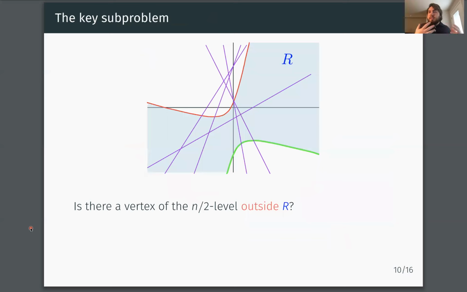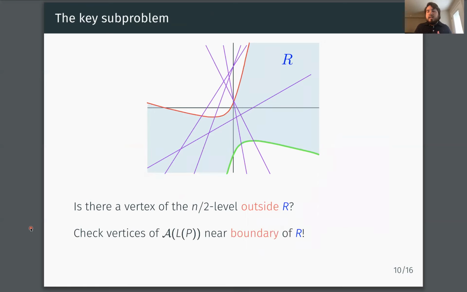Equivalently, if we want to decide if there is a median line which does not intersect the ball, this corresponds to finding a vertex of the n over 2 level which lies outside the region R. So it either lies above the hyperbola or below the hyperbola. The idea here is that it suffices to check vertices of the arrangement near the boundary of this region, because the K level forms this chain. At some point the K level has to intersect the boundary of R as it enters R, and then it has to intersect again as it leaves R.